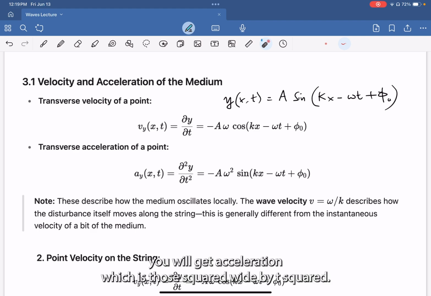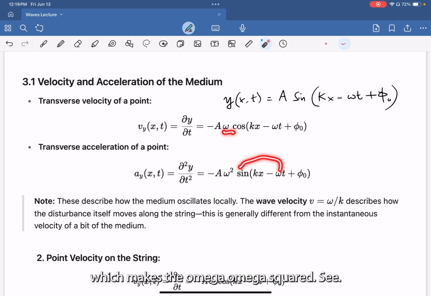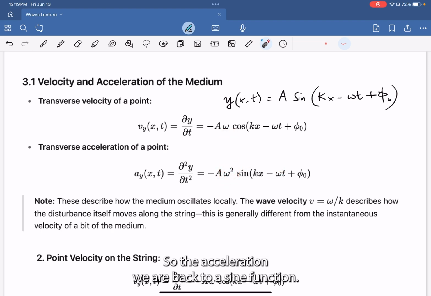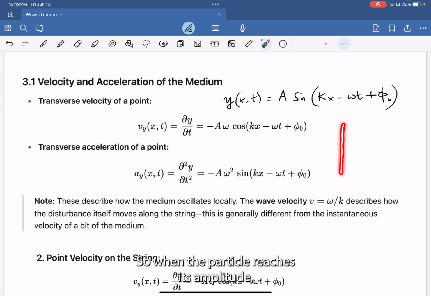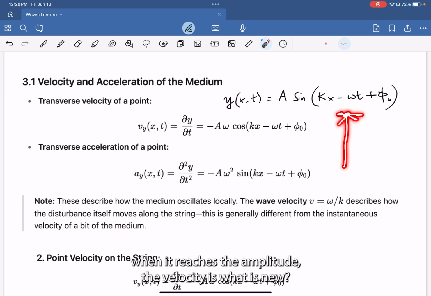But if you do this again, you will get acceleration, which is dou squared y by dou t squared. And since the differentiation of cosine leads to sine, you have the sine there, but that negative sign is carried over. And then once again, you have to write the omega, which makes the omega omega squared. See? So the acceleration, we're back to a sine function, while velocity is a cosine function. Immediately you recognize that displacement and acceleration are in phase. Why? Because both are sine functions. That means when displacement becomes maximum, so when the particle reaches its amplitude, displacement is maximum, right? Exactly at that point, the acceleration also becomes maximum. But since velocity is a cosine function, when it reaches the amplitude, the velocity is what? Zero. There you go.